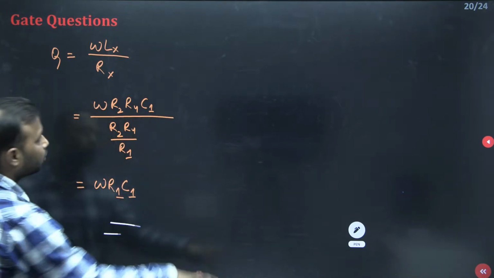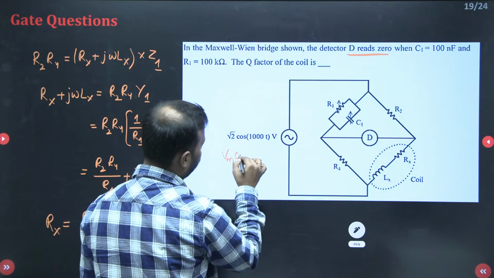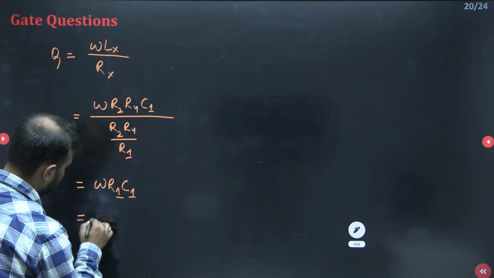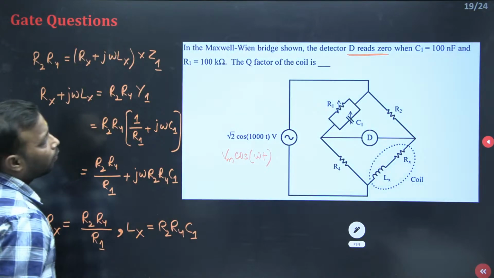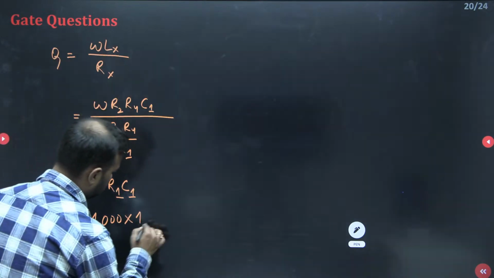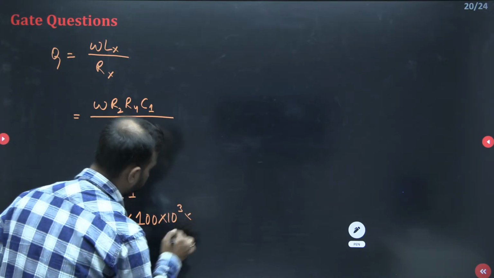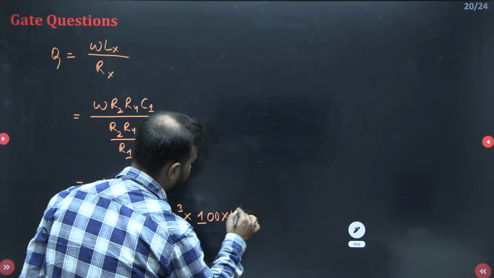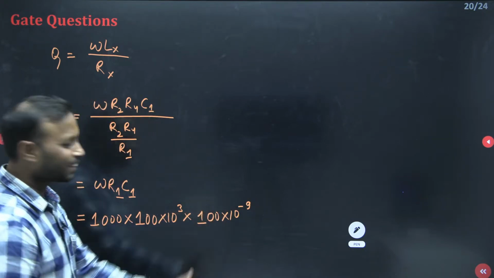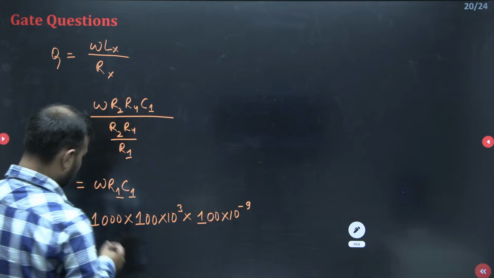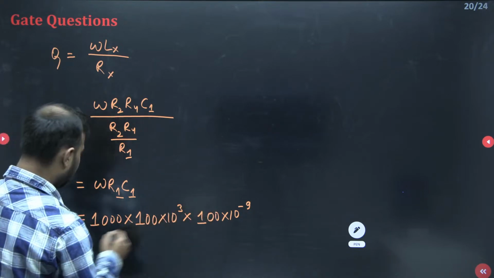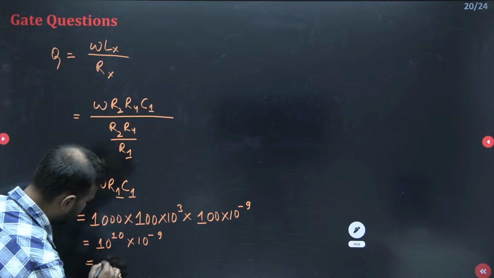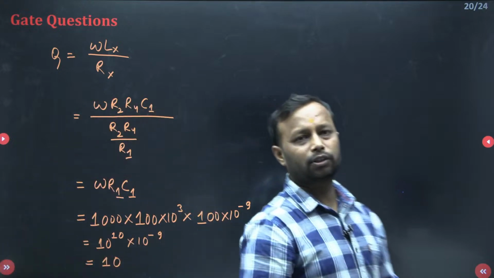Omega R1 C1. So what is omega? See, this is Vm cos omega t, so from here we get the omega value, which is 1000. R1 is 100 kilo ohm, that is 100 into 10 to the power 3. C1 is 100 nanofarad, so 100 nano means 10 to the power minus 9. So this is equal to 10 to the power 10 into 10 to the power minus 9, which is equal to 10. So the correct answer for this question is 10.